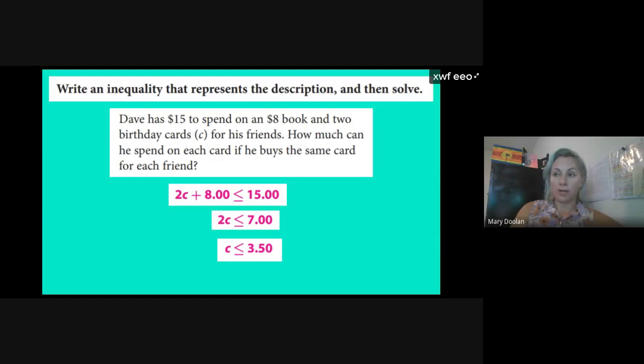I didn't have to worry about that here. So C, the cost of a card, he will have enough money as long as he stays within a budget of $3.50 for the birthday card that he wants to buy.